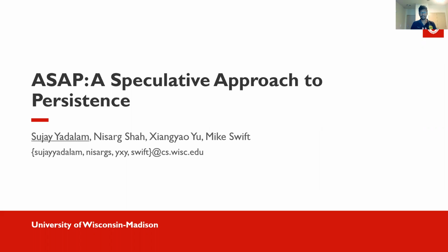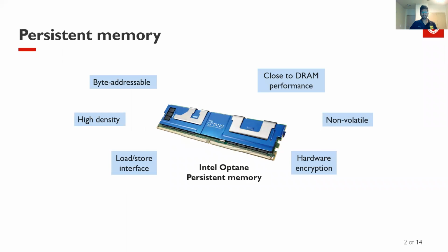Hi, I'm Sujai from UW-Madison, and I'm here to talk about our work on improving performance of recoverable applications that use persistent memory. We call our work ASAP, a speculative approach to persistence.